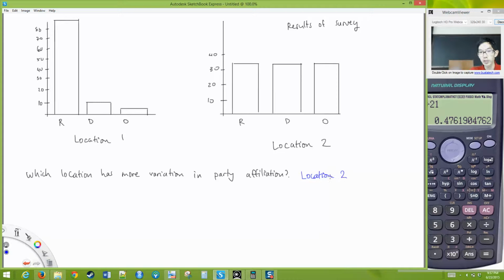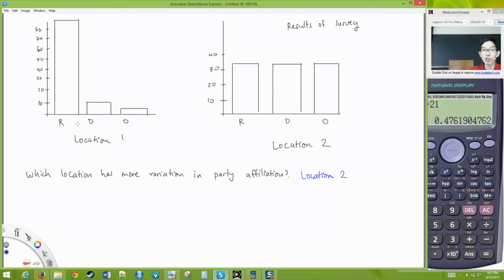Okay? Because if you go to location 1, pretty much almost every person you meet will be what? Republican, okay? So in location 1, this is like everybody thinks kind of the same, okay? I'm not saying that, but everybody, at least politically, the vast majority of people think in a similar way, okay? So you don't have a whole lot of variation here, okay?